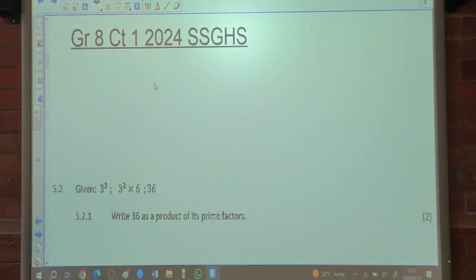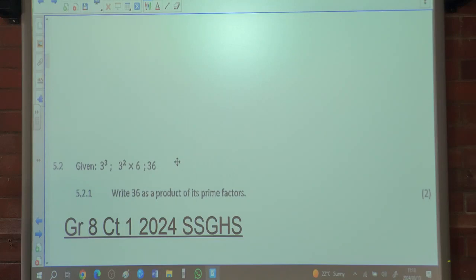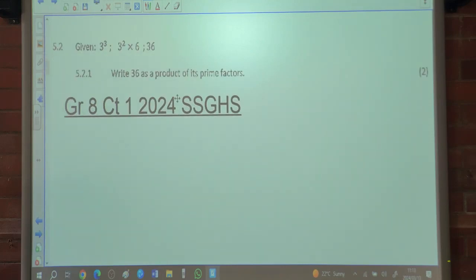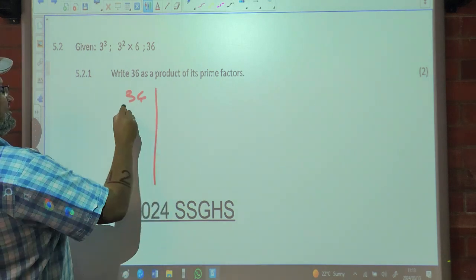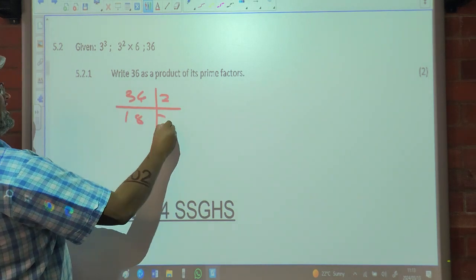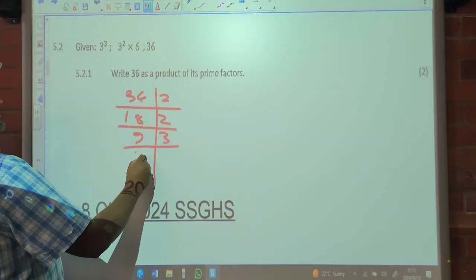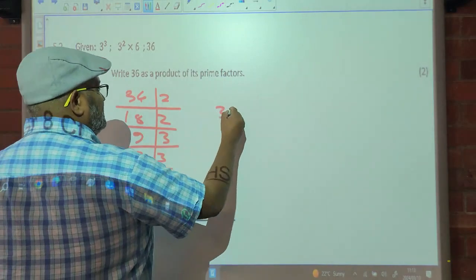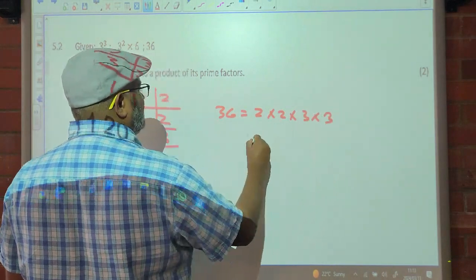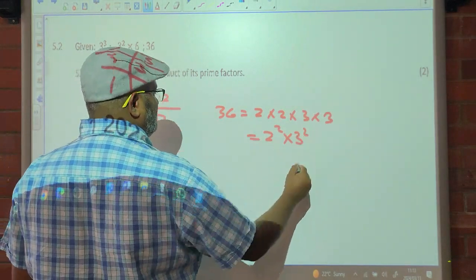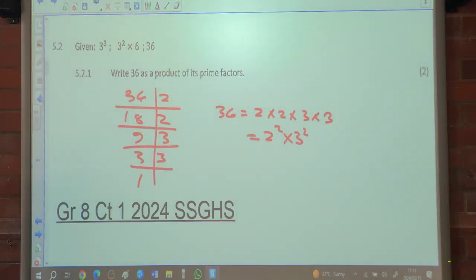Right. What did I say? Circle it. That's 8. Write 36 as a product of its prime factors. So 36, prime numbers are going to go here. 18 times 2. 2 goes into 18 9 times. 3 goes into 9 3 times. 3 goes into 3 once. So 36 can be written as 2 times 2 times 3 times 3. It is 2 squared times 3 squared.